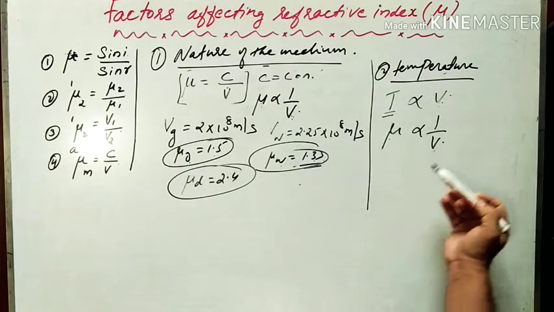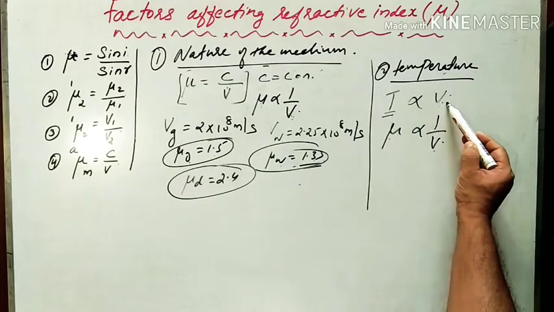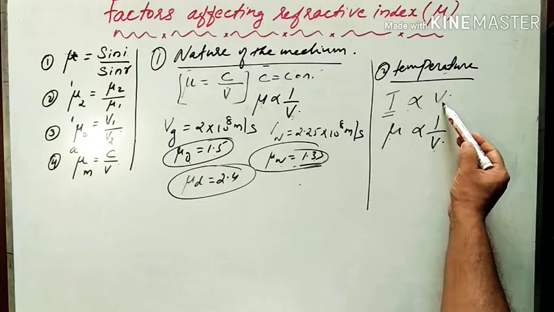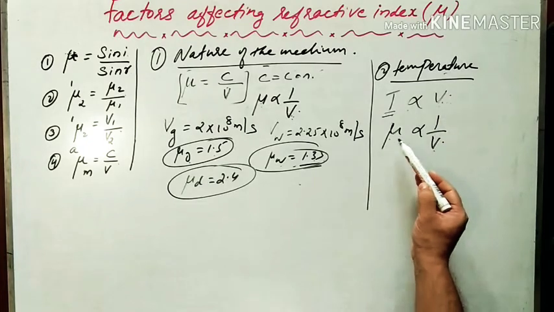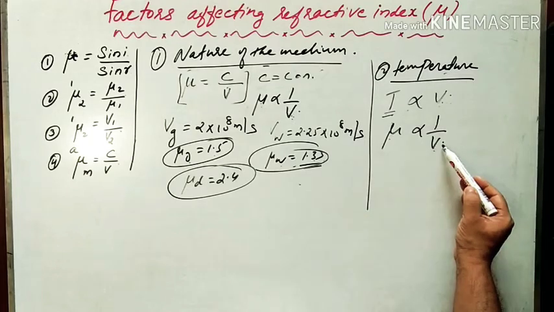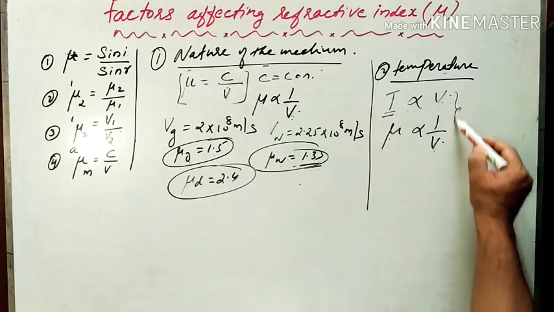As simple as that. Once again, as the temperature increases, the speed of light increases. Both are directly proportional. Then what happens when the speed of light increases? As you know, speed and refractive index are inversely proportional. When the speed of light increases, the refractive index of the medium decreases.